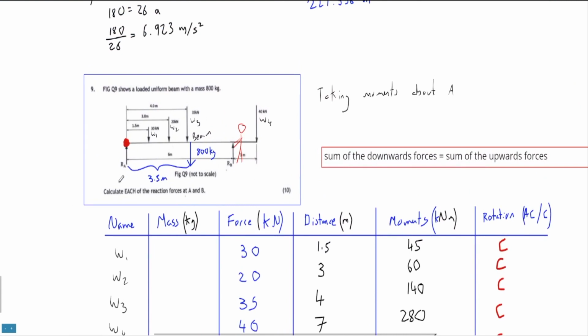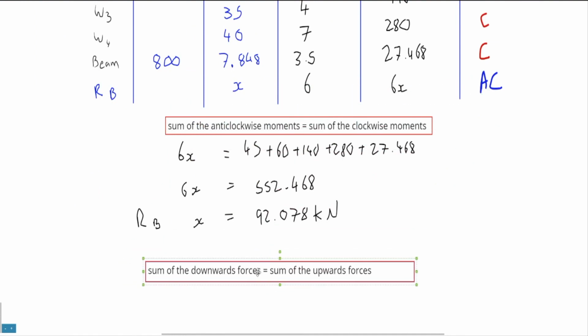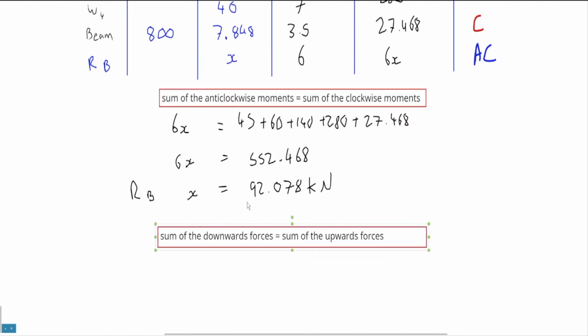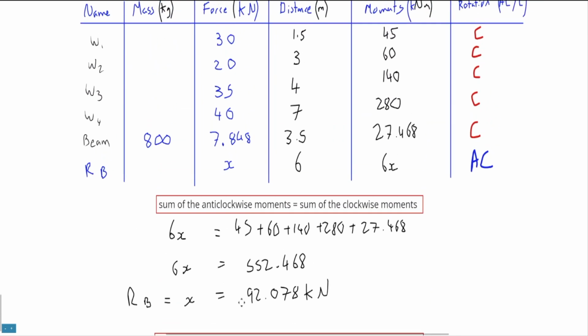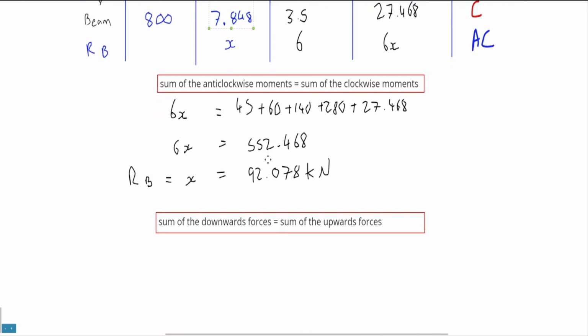Let's just check what we need. Calculate each of the reaction forces at A and B. So we've got B. Now we have to calculate A. A really nice shortcut is that we can just use this rationale here: the sum of the downwards forces must be equal to the sum of the upwards forces. So we can say that the sum of the downwards forces, that's everything pushing down, we've got them all in our table. Here they are. I'm going to copy them out and drag them down.